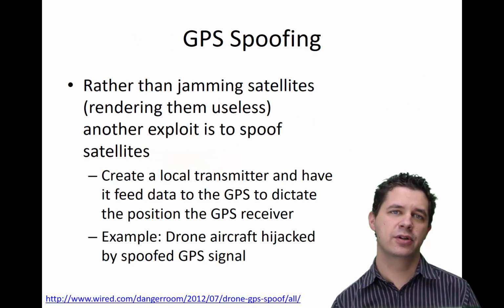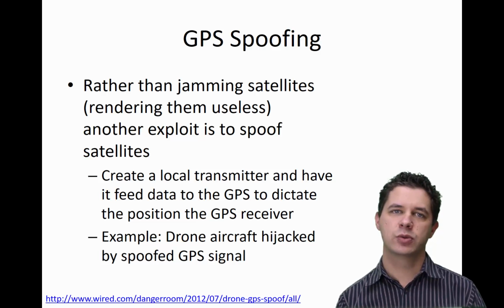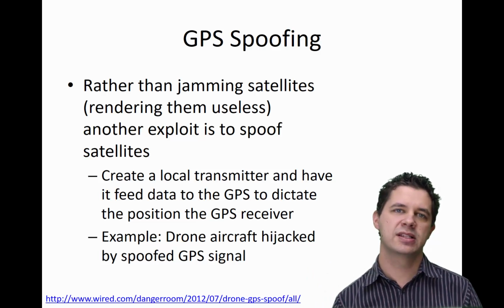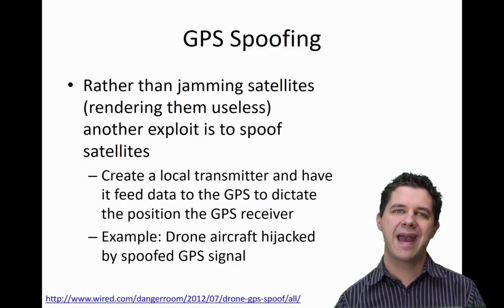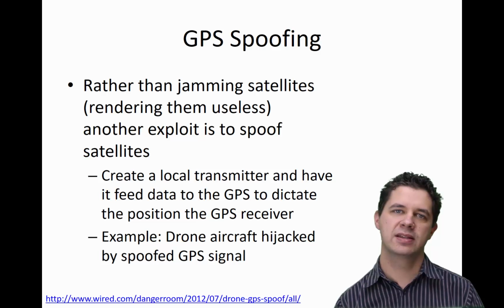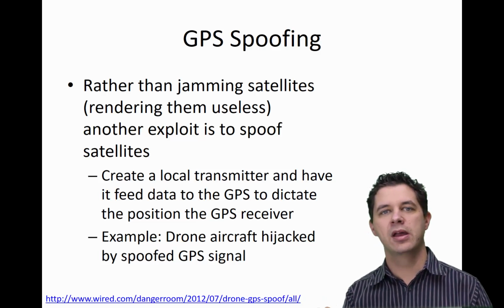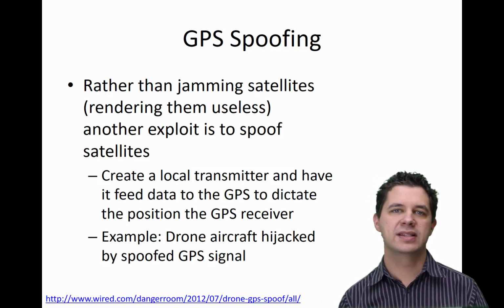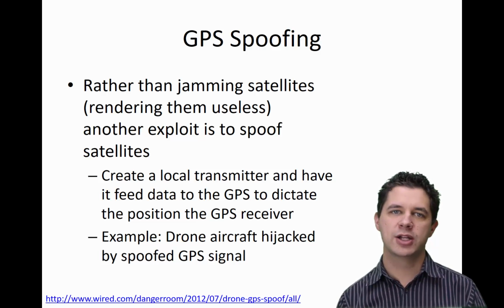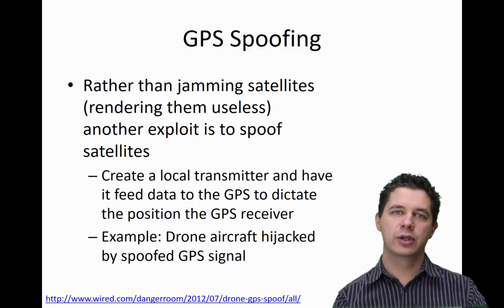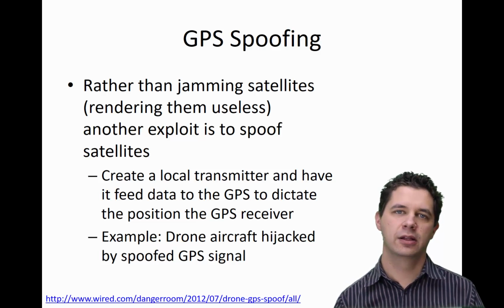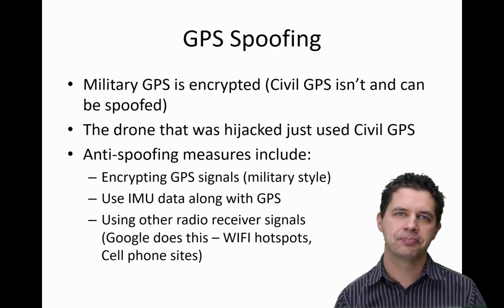Well, GPS spoofing is another issue. Now, rather than jamming the GPS satellites, which essentially renders them useless, another exploit's to spoof them. So you create a local transmitter and transmit data pretending to be one of those GPS satellites. And essentially you can use that to dictate the position to the GPS receiver and lead it away from where you expect it to be. One example that happened recently was a drone was hijacked by a spoofed GPS signal. This was done in an academic environment. It wasn't a military drone, but it was transmitted over the top and was able to control and bring down this particular drone, which was a small quadrotor helicopter.